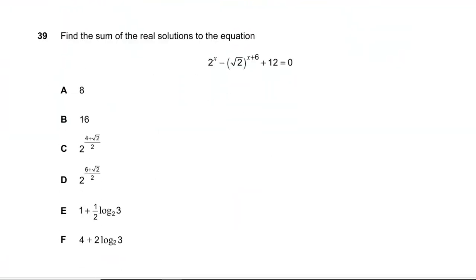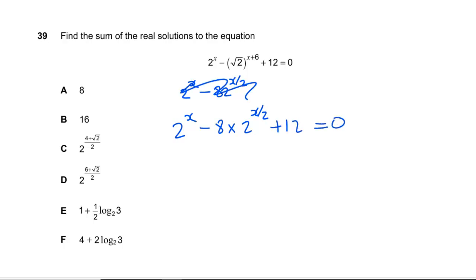2 to go. Find the sum of the real solutions to that equation. So we've got 2 to the x, 2 to the x over 2. Let's write this in better powers. So that is a minus 2 to the x over 2, but then I've also got a 2 to the 3. So I've got an 8 there. Okay, let's write that out a bit better. 8 times 2 to the x over 2 plus 12. And that's got to equal 0.